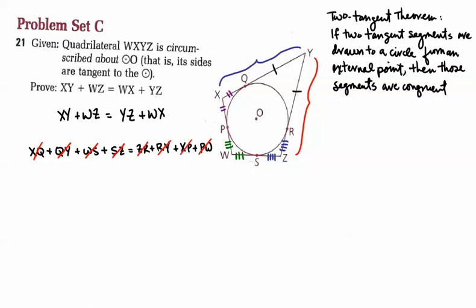So we can see that when we break these segments down, each of the original parts, XY and WZ, are made up of two component segments each. When we break them down into their component segments, we have 4 segments on the left and 4 segments on the right. And even though we can't show directly that QX is congruent to RZ, it turns out that there are other pieces that will be congruent to each of those pieces. So anyway, that's the strategy to go about solving problem 21 in problem set C.